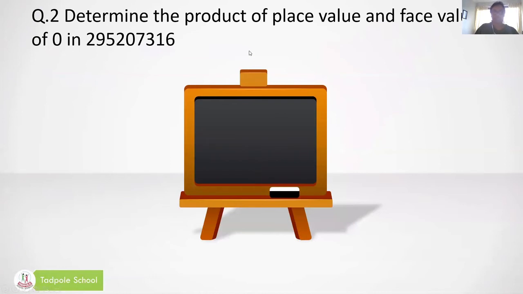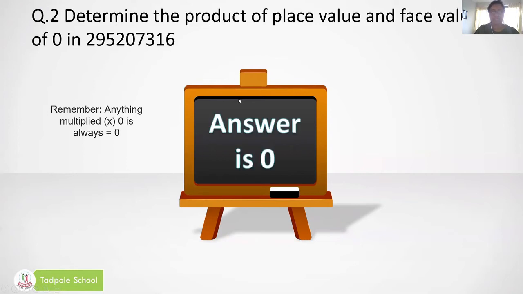So question 2 is: determine the product of place value and face value of 0 in this number 295207316. Now ये हम एक छोटा सा rule है which we always remember and हमें हमेशा से याद रखना है, that is anything multiplied with 0 is always 0. So question में है face value of 0 का product multiplication, so the answer is 0.